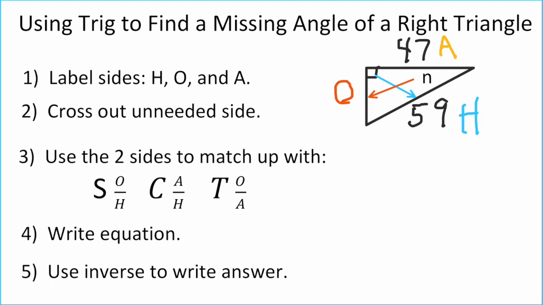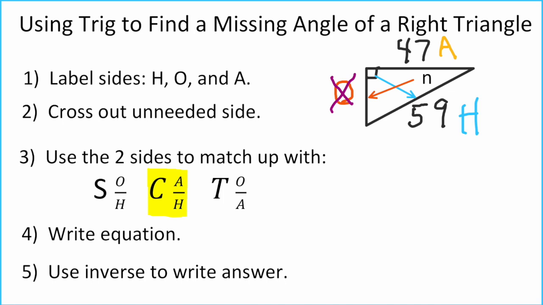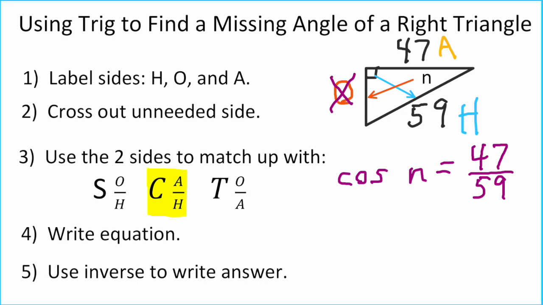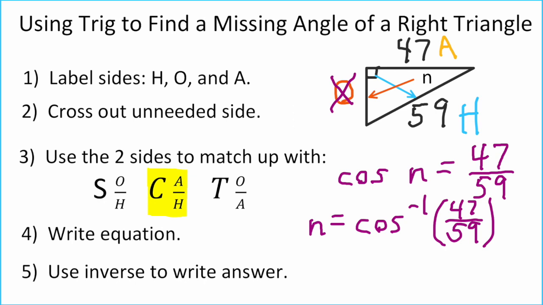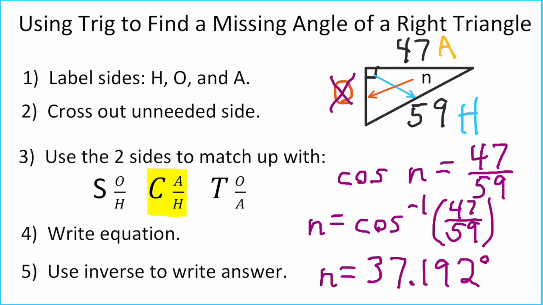If it's helpful, cross out the side we're not using, in this case the opposite. That leaves us with A and H, which is CAH. So we're going to use cosine, and our equation is cosine of N equals 47 divided by 59. And instead of trying to get rid of the divide by 59, we use the inverse to go directly to our exact answer. So N is equal to the inverse cosine of 47/59. And try out your calculator. Can you come up with 37.192 degrees?